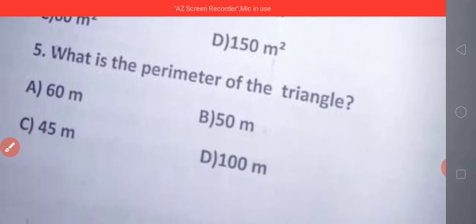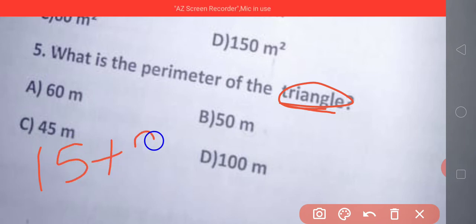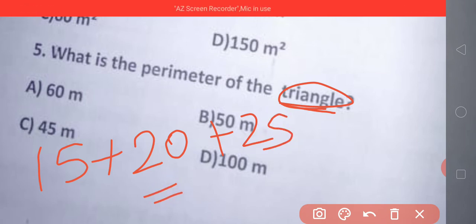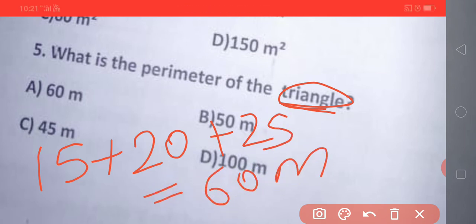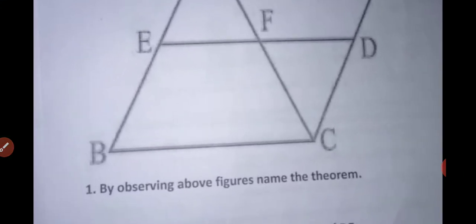What is the perimeter of the triangle? Every figure has a perimeter. In a circle you can find the circumference by different formulas, but for polygons you know that the sum of the sides is the perimeter. So in a triangle, the sum of 3 sides is the perimeter. Perpendicular was 15, base was 20, hypotenuse we got 25, and the sum is 60 meters. This is option A, right? So this was the solution of the first question of the case study.